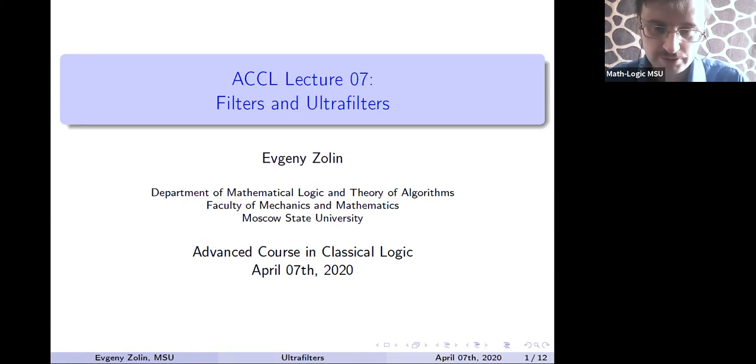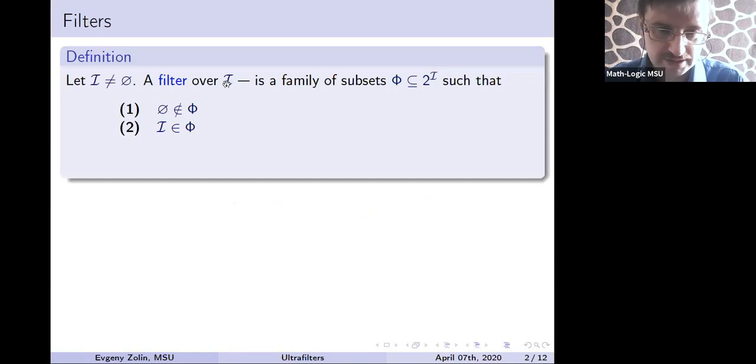But today we will consider only filters and ultrafilters over some Boolean algebra of sets, of subsets of some given fixed set. So the basic definition is very simple. A filter over some set, non-empty set I, is a family of subsets with some properties. The word family here is a synonym for set or collection. So it is a subset of the power set of I, such that it doesn't have empty set.